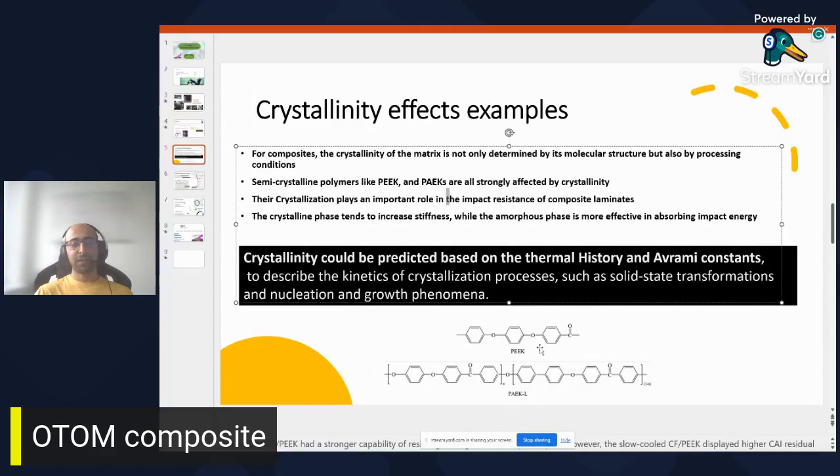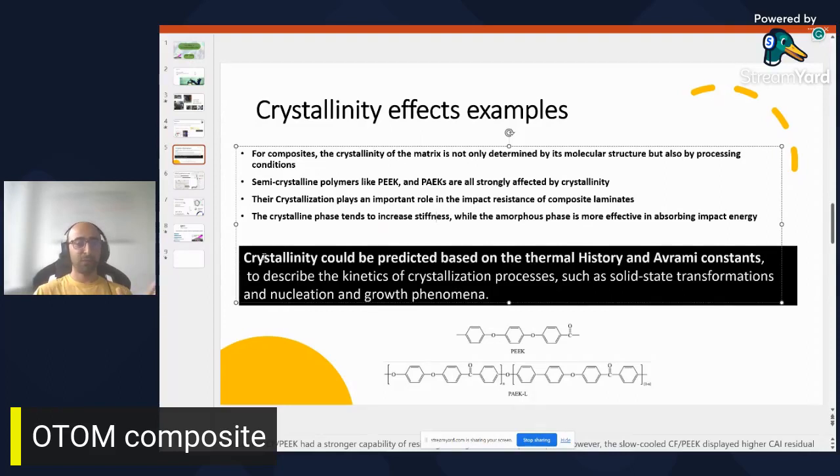So basically, we have different chains in the polymers, and if we crystallize the material, these chains are connected to each other. So if you have more crystallization, it means that more of these chains will be connected to each other, and basically it means that if the crystalline phase is larger, we have more stiffness. And if we have more amorphous phase, we have more possibility for absorbing impact energy.